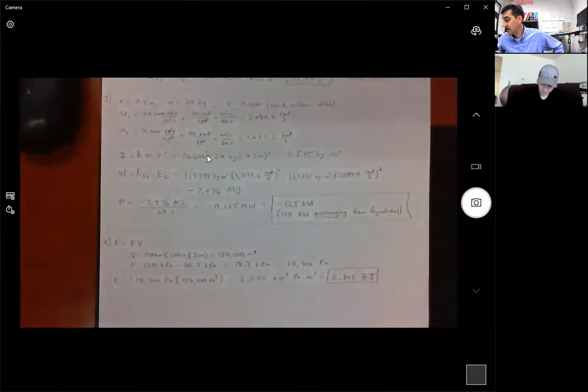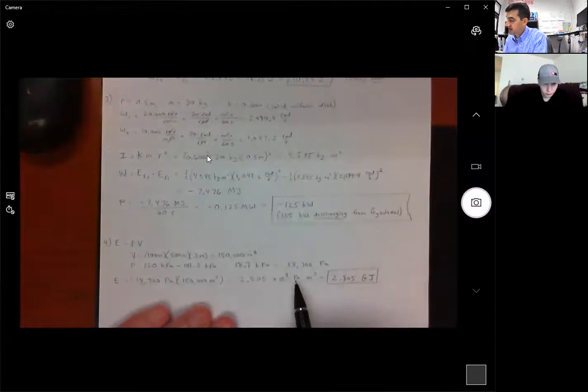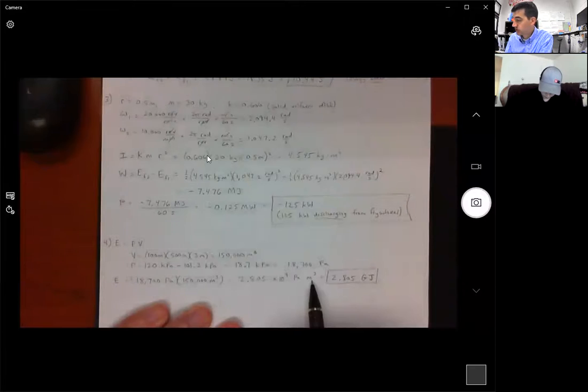That is a billion pascals times meters cubed. A pascal times a meters cubed is a joule. And 10 to the 9th, like I said, is a billion, which is a gigajoule. So our answer is 2.805 gigajoules. That's the amount of energy that can be stored in that salt cavern.